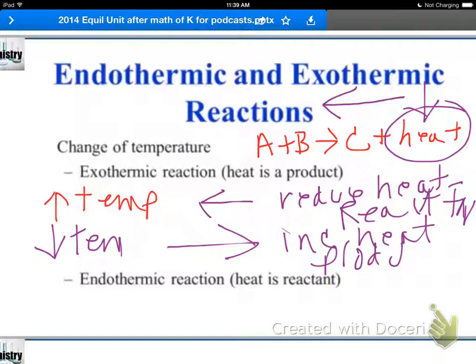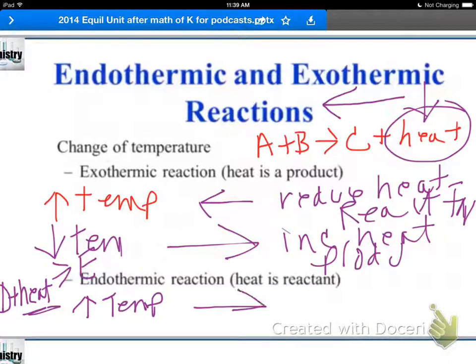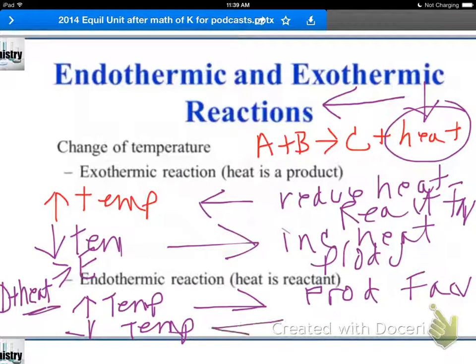Likewise, if I have an endothermic reaction, so let's say I have D plus heat giving me E. And if I increase temperature, it's like increasing a reactant, right? It's going to shift away from that, and it's going to increase the amount of product. It's going to be product favored. If I decrease the temperature, it wants to get heat back on the left side. It's going to shift left, and I will be reactant favored.